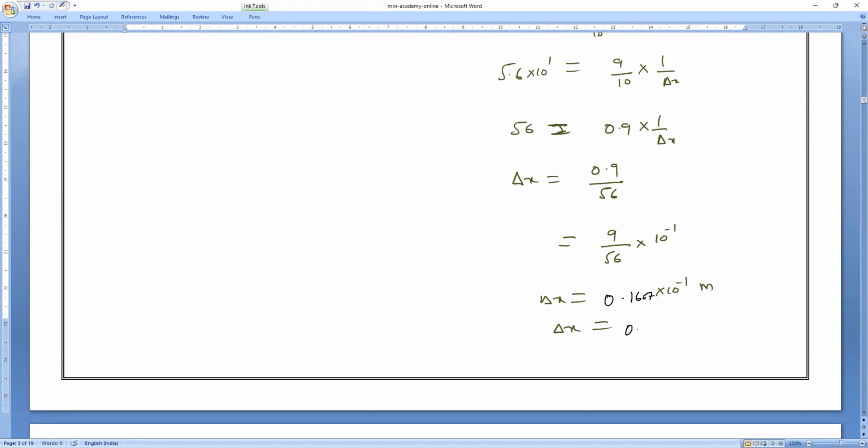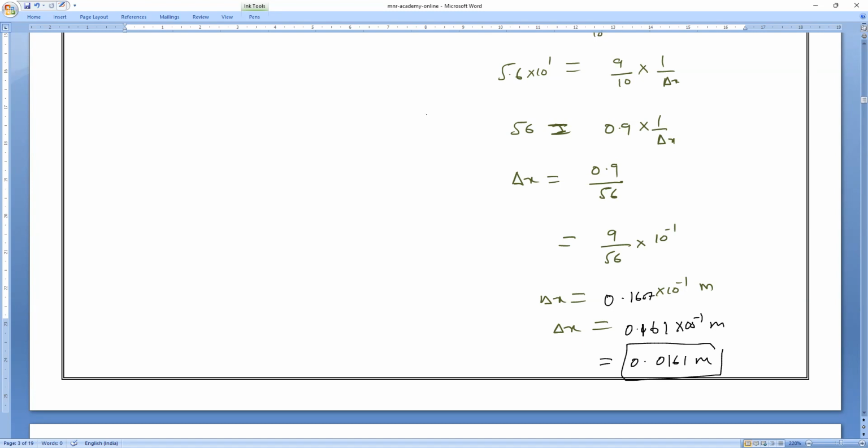0.1607 will come. So let it be 0.161 into 10 power minus 1 meters. So write it as 0.0161 meters. Write the answer, everybody. So that's all. Clear, everybody? All of you?